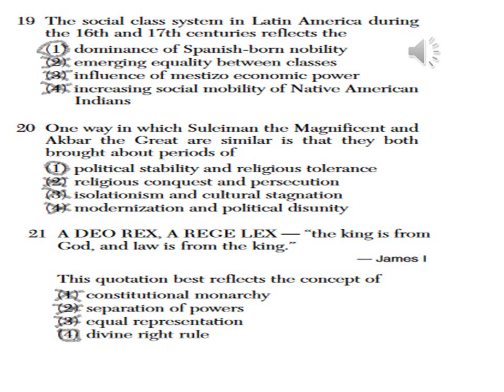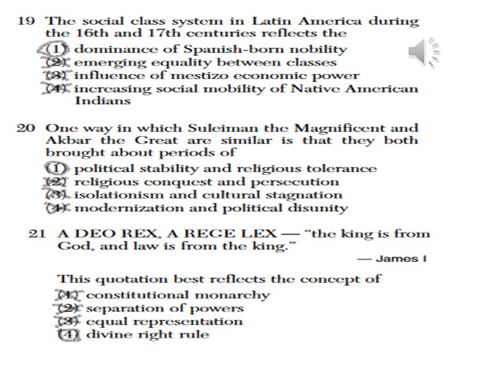No. Is it 4, modernization, political disunity? Absolutely not, so it's not number 1. Political stability, when you think about those 2 leaders, you don't have to know a lot about them. You have to think about religious tolerance and political stability.